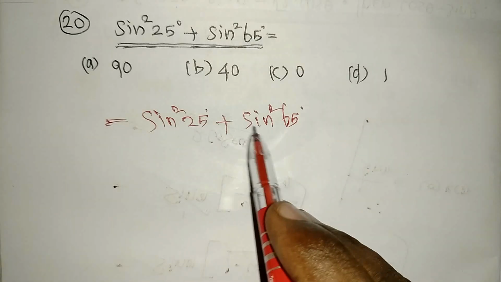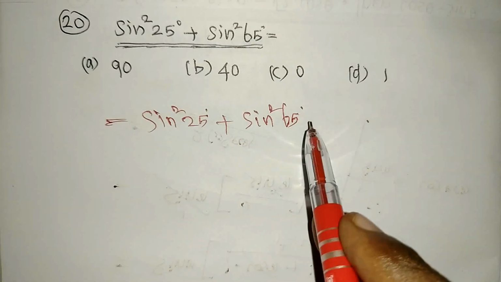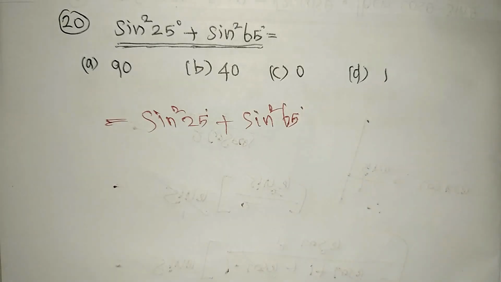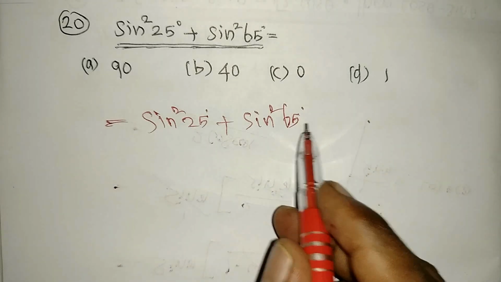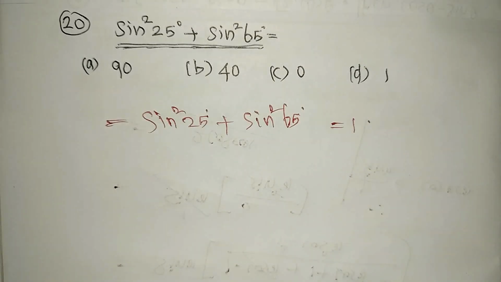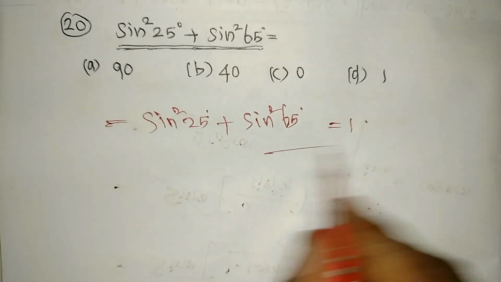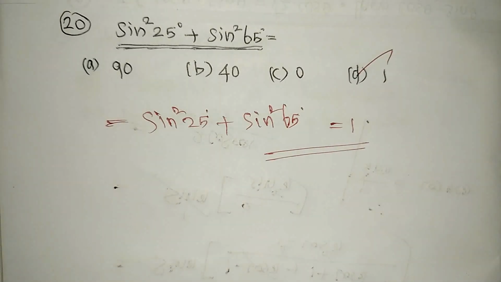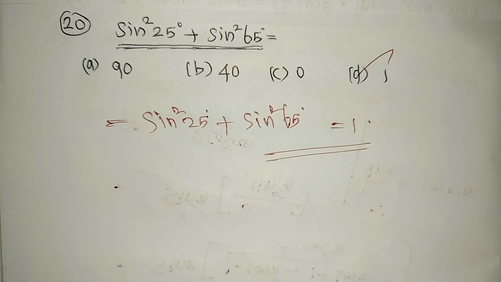Cos square: now just add the two angles. If you get 90, the sum of the values is 1. That's it. Now see, 25 plus 65 is equal to 90, so the answer is 1. If you use the complement also, you will get 1. So the answer is D. That's it. You can remember this, it's very useful in competitive exams. We'll go for the next one.